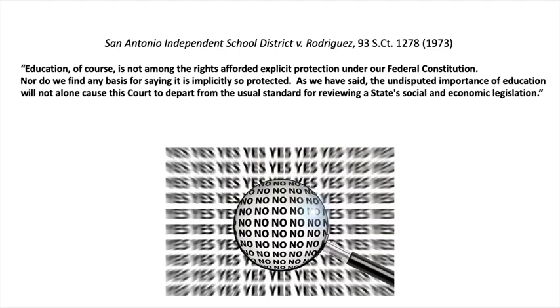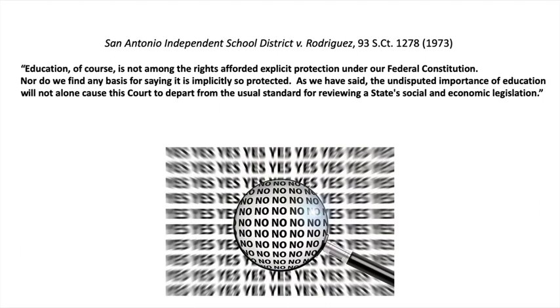So San Antonio Independent School District is a 1973 case that says that education, of course, is not among the rights afforded explicit protection under our federal Constitution, nor do we find any basis for saying it is implicitly so protected. As we have said, the undisputed importance of education will not alone cause this court to depart from the usual standard of reviewing a state's social and economic legislation.